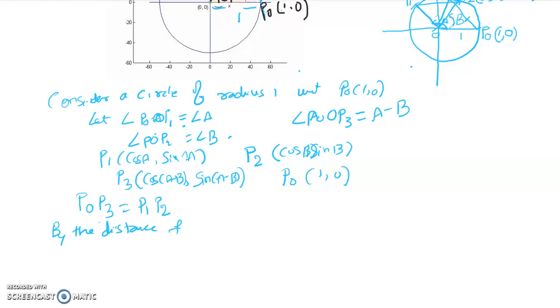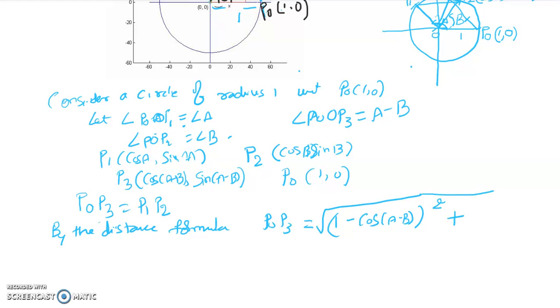By the distance formula, the distance between two points whose coordinates are x1, y1 and x2, y2 is given by the square root of (x2 minus x1) the whole square plus (y2 minus y1) the whole square. Here P3 has the coordinates cos of (A minus B), sin of (A minus B). P0 has 1, 0. So x2 minus x1 is cos of (A minus B) minus 1, the whole square, plus y2 minus y1 is 0 minus sin of (A minus B) the whole square.